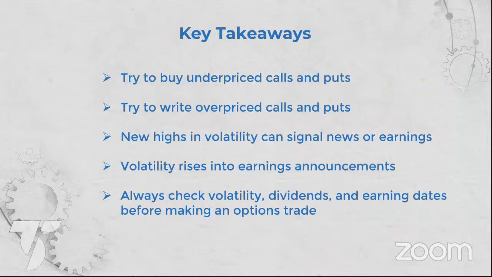Okay, some key takeaways today. We're going to try to buy options that are underpriced, calls and puts. When we see that options are underpriced, those are options that we typically want to try to buy. When we see options that are overpriced, then we want to write those options or write spreads using those options, covered spreads, so that we take advantage of the fact that volatility is probably going to come back to the mean. So if volatility is high and I write options and volatility comes back to the mean, that's good for my position.